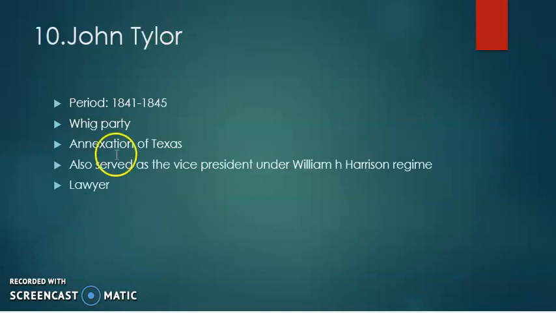The 10th president of USA was John Tyler, and he ruled the country from 1841 to 1845. He was also from the Whig Party, and the annexation of Texas took place during his regime. He also served as vice president under William H. Harrison's regime, and he was a lawyer too.